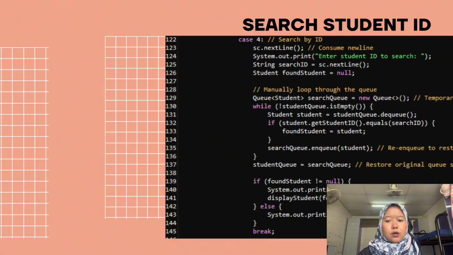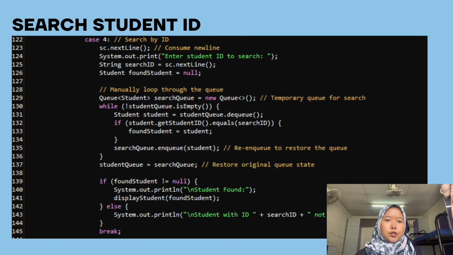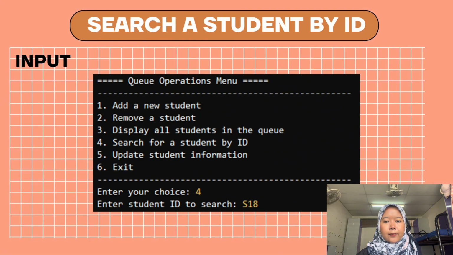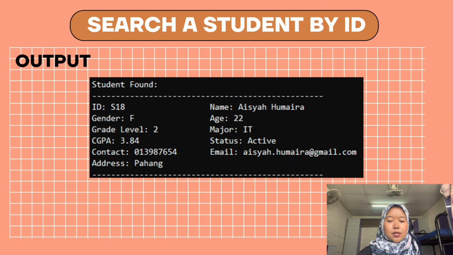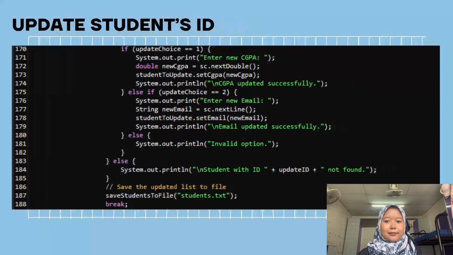Okay, process number 4 is search student ID. This is the code to search a student ID, and then this is an example of input. The user will need to enter choice number 4 to search for a student using an ID, and then the user will enter a student ID to search. This is the output for the student ID that you searched.